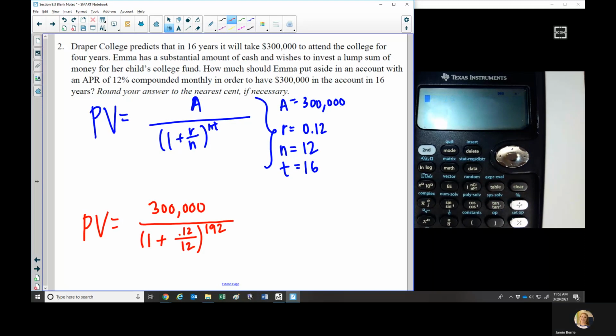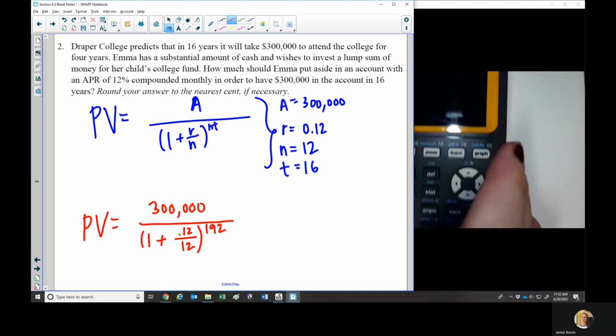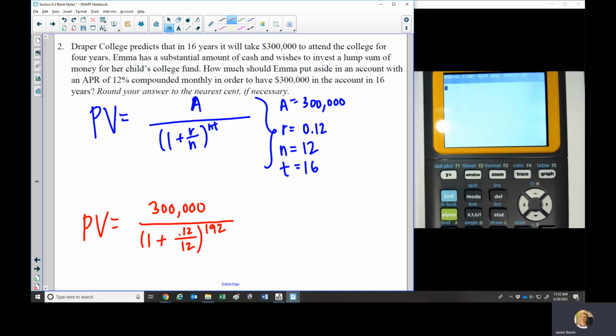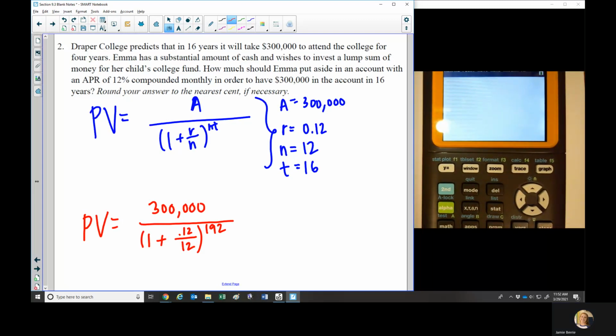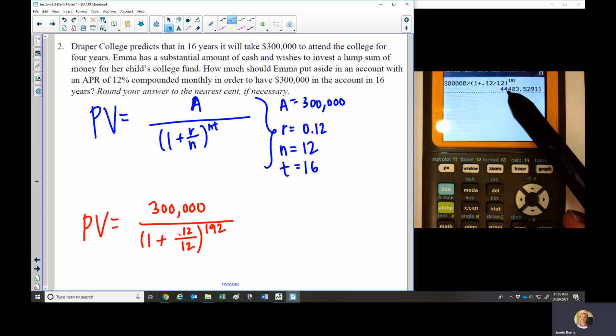All right. If you're using a graphing calculator, let me show you how you would type this in. Let's say you don't have a little fancy fraction button and you want to type this in. You would do 300,000 divided by, and in parentheses, 1 plus 0.12 over 12, close parentheses, raised to the 192. All right. So that's how much Emma needs to invest today to have $300,000 in 16 years.